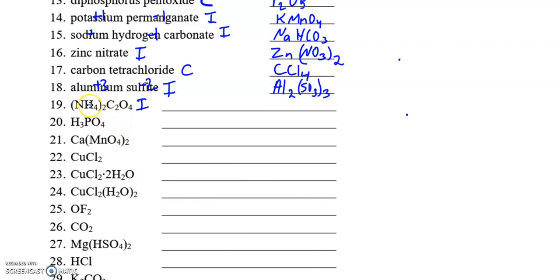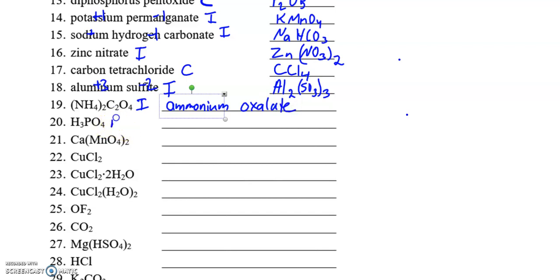Now, this one, ionic compound, you got 2 polyatomic ions bonded together, ammonium and oxalate, so that's ionic, so you just write the name of the first ion, ammonium, and that's it.